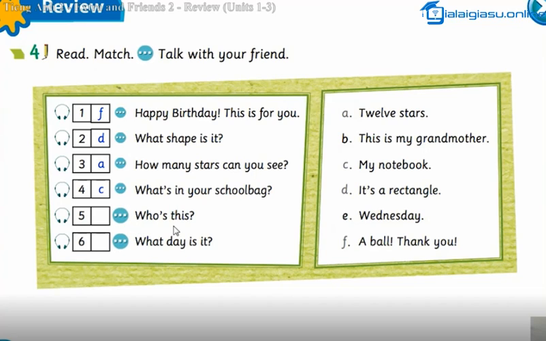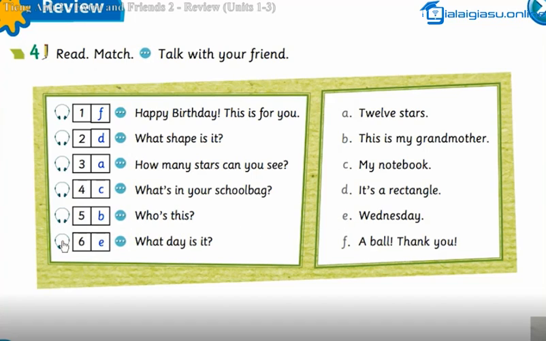Sentence number 5. Who's this? So, the answer is letter B. Good job. This is my grandmother. Let's listen. Who's this? This is my grandmother. Good. And the last sentence. What day is it? The answer is letter E. Wednesday.